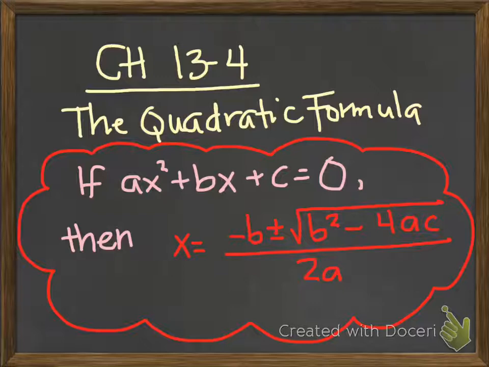x equals negative b plus or minus the square root of b squared minus 4ac all over 2a. X equals negative b plus or minus the square root of b squared minus 4ac all over 2a. So this is a very, very powerful formula because you can solve any quadratic, especially if it's not factorable.